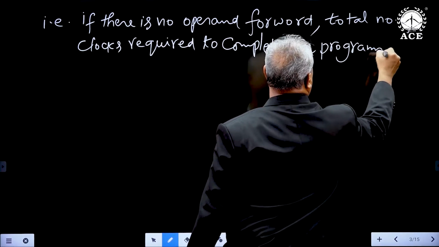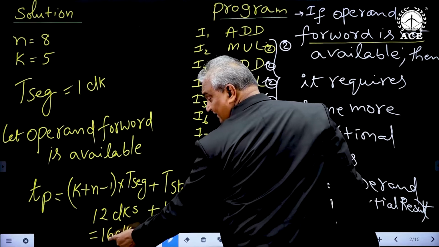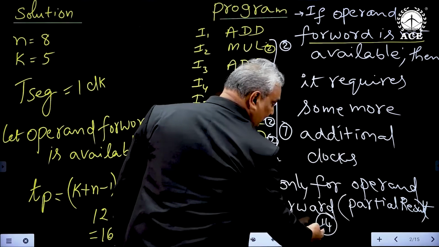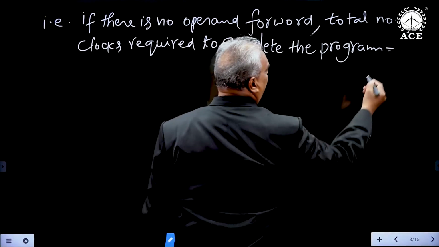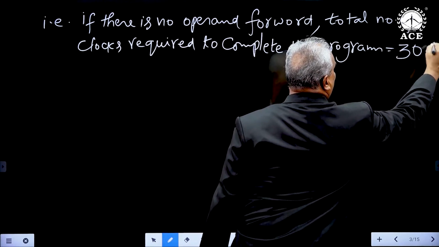How many? Observe this. Already, only for completing execution 16, for operand forwarding 14, total 20, total 30. 16 plus 14, 30 clocks.